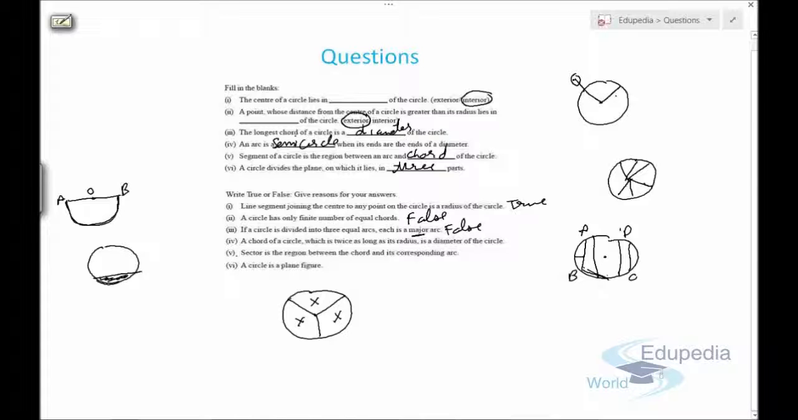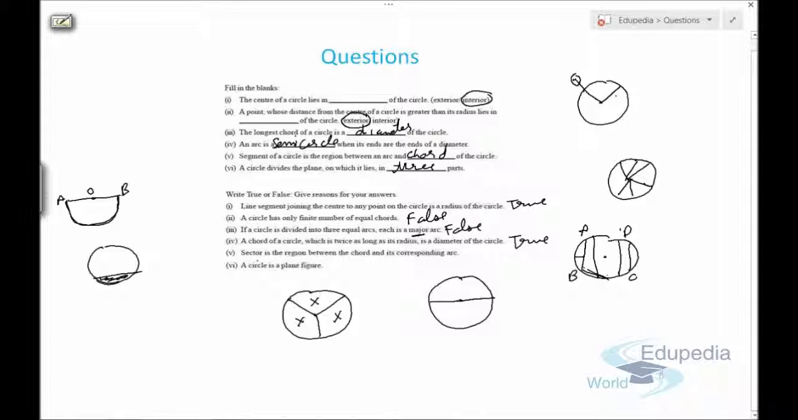Now next is, a chord of a circle which is twice as long as the radius is the diameter of a circle. So let's say this is a radius. Now if I draw a chord which is 2 times its radius, it will become a diameter. Then you remember diameter is twice the radius, so this statement is true.